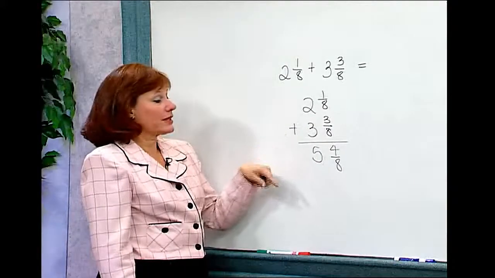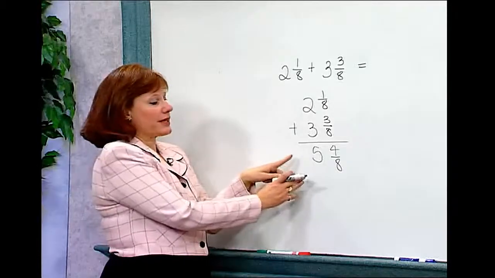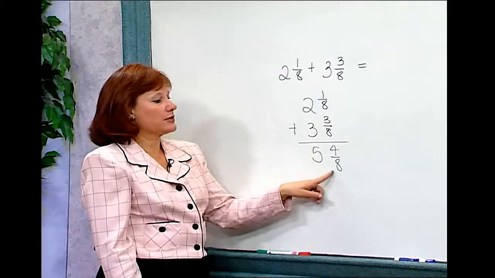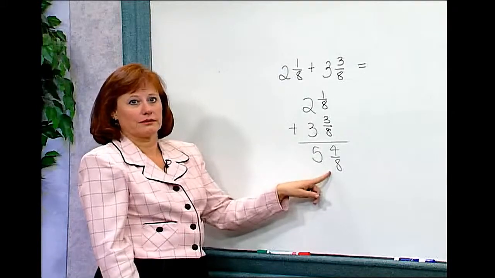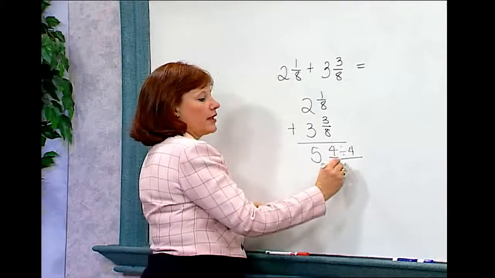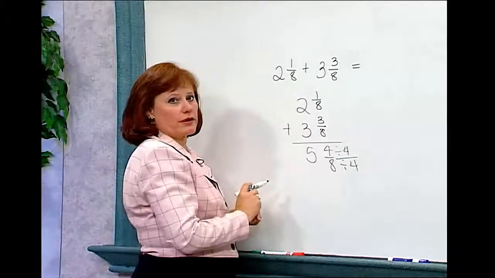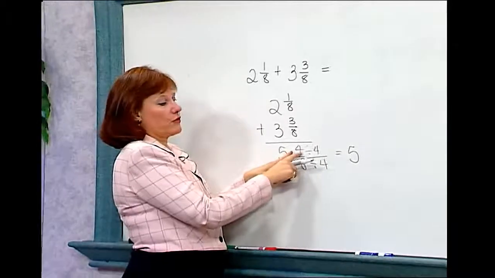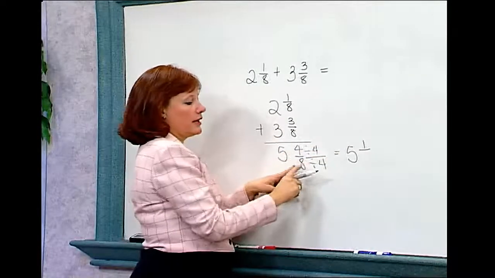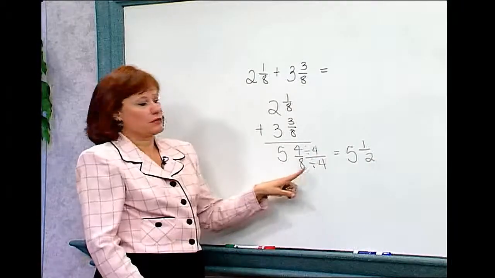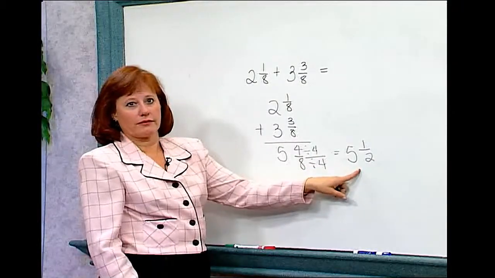Now, we've been studying hard, so we know we don't want to leave this answer in this form because my fraction is not in lowest terms. I want to be able to reduce that fraction. I'm going to divide the numerator and the denominator by 4. So this fraction reduces to 5, and 4 divided by 4 is 1, and 8 divided by 4 is 2. 5 4/8 reduces to 5 1/2.